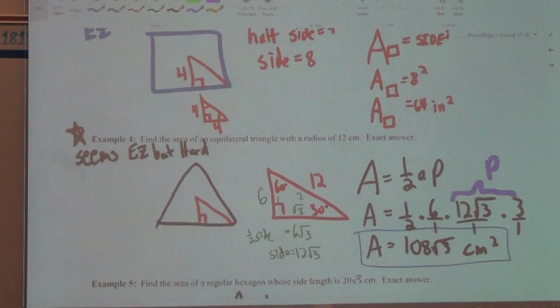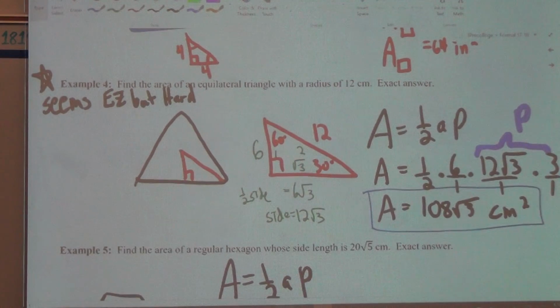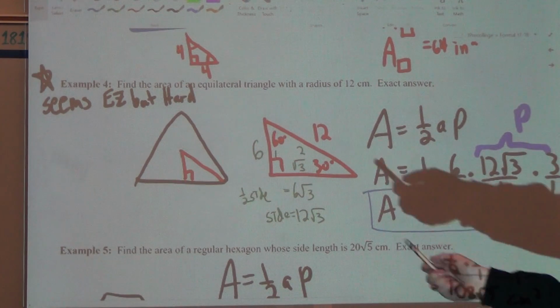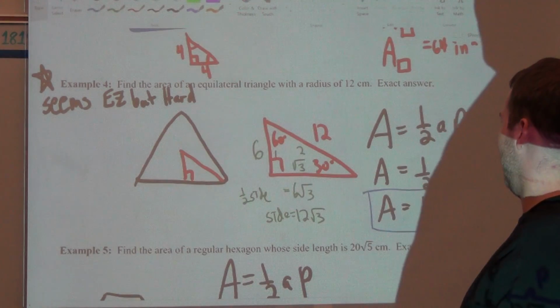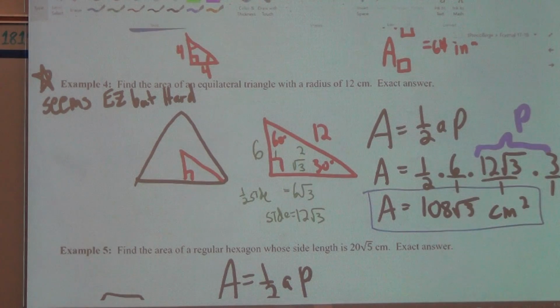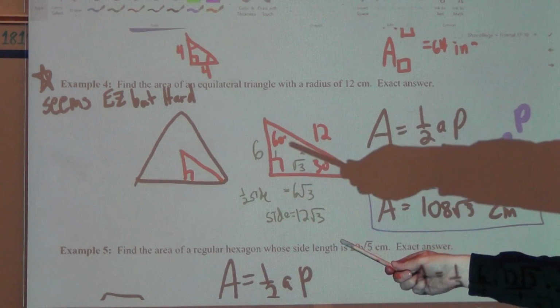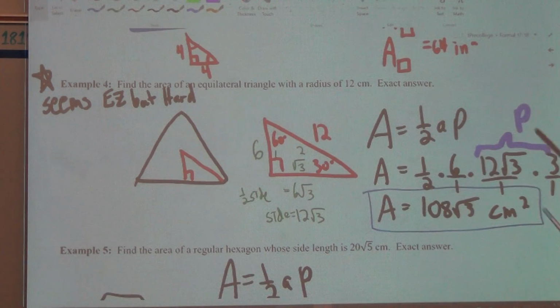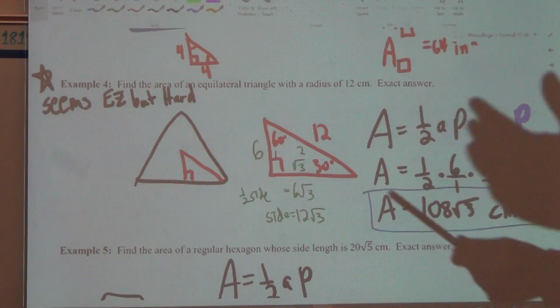Number 4, it seems like a triangle would be easier, but this one's actually difficult. The segment they give you is the radius, and that's the hypotenuse of the apothem triangle. You work to get the 30 and the 60, use special right triangles. I've used the expanded version of perimeter, as sometimes I find it easier.